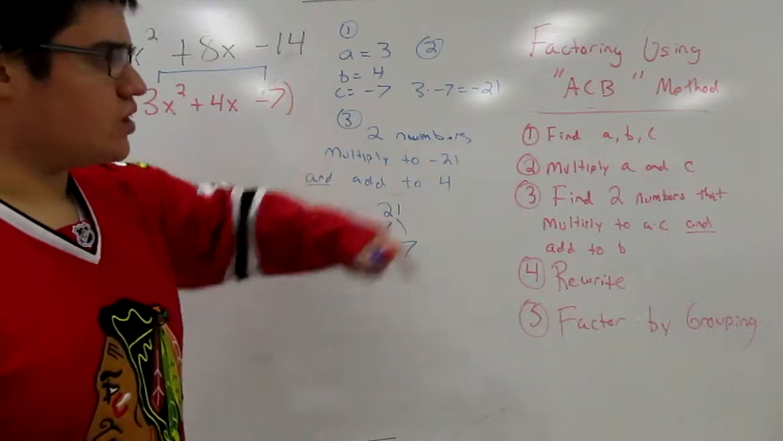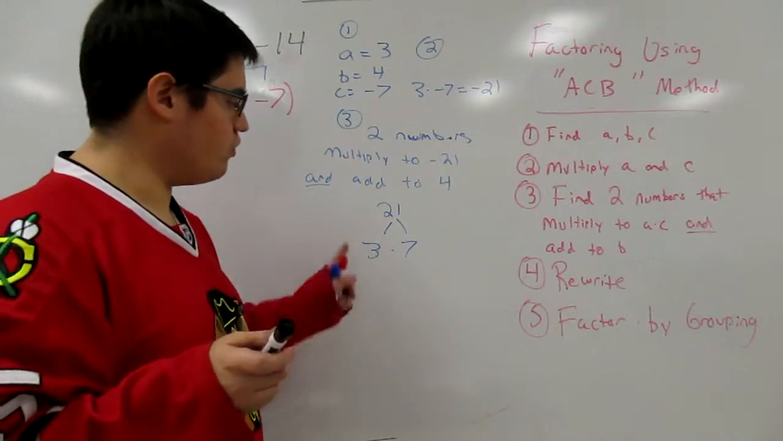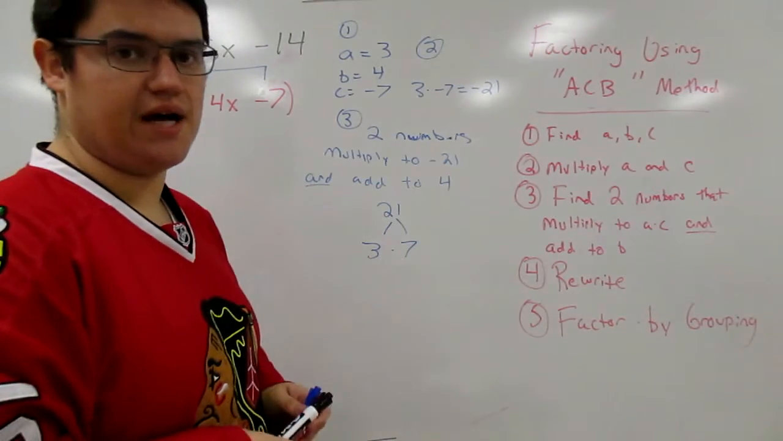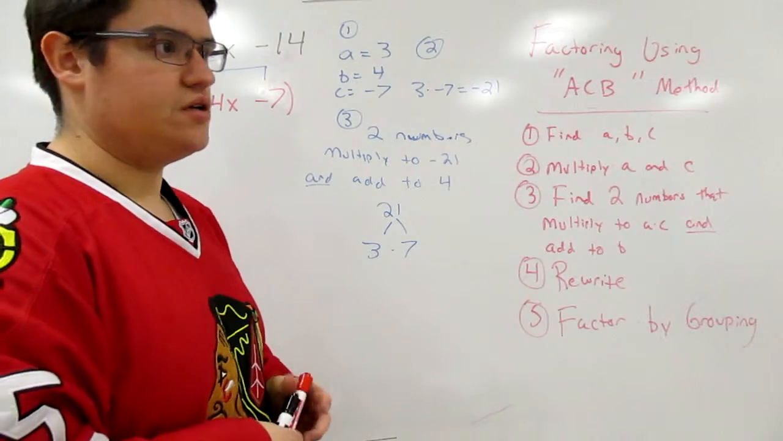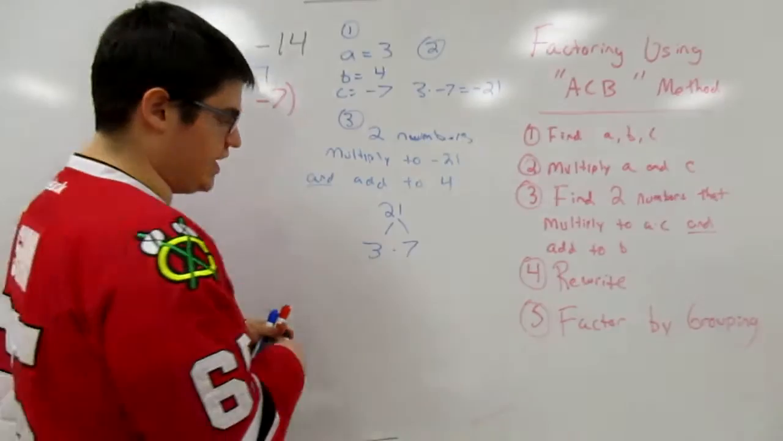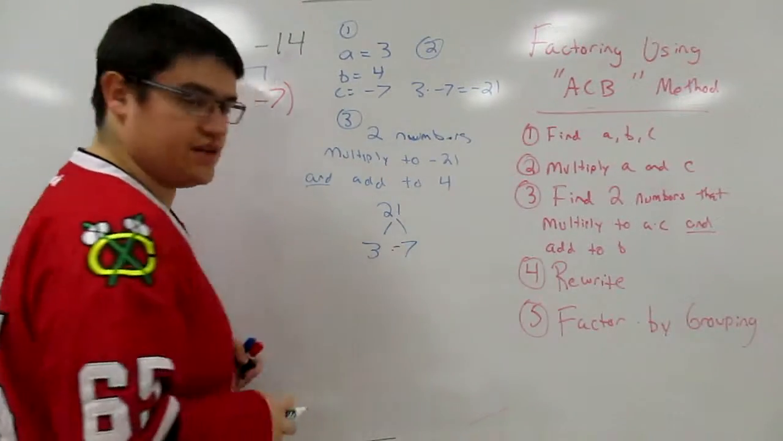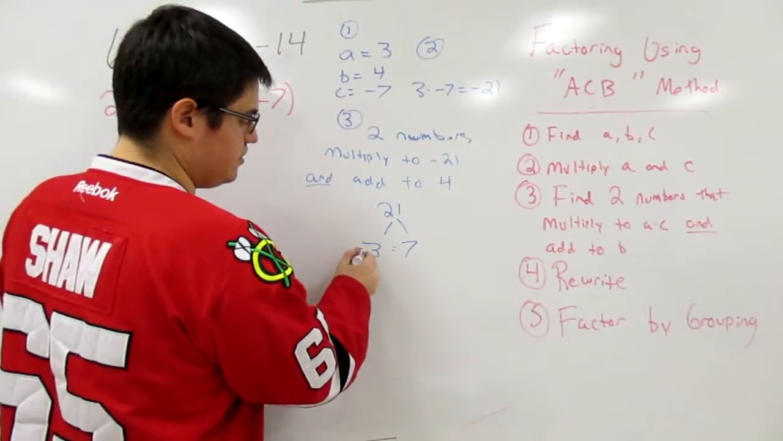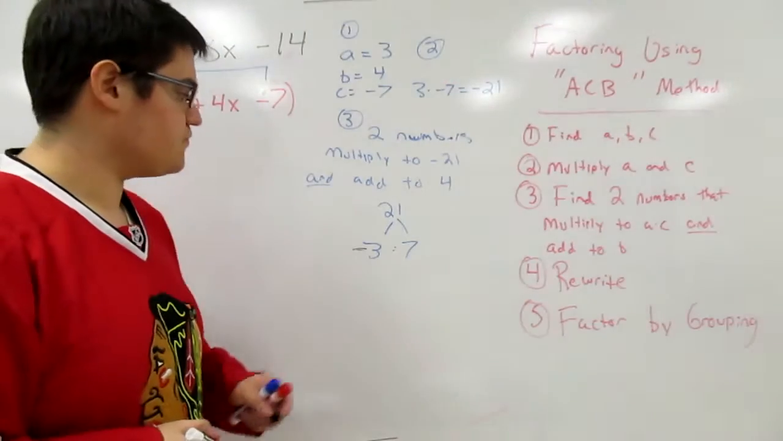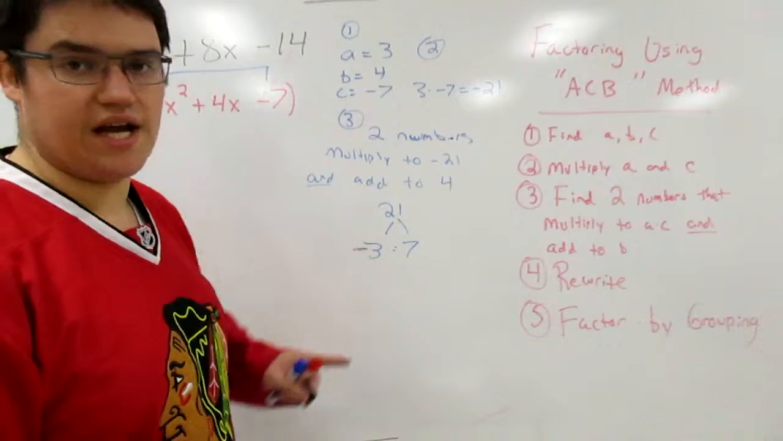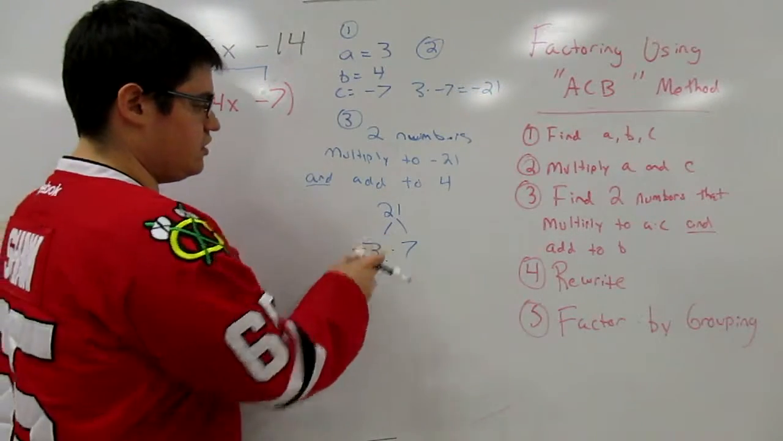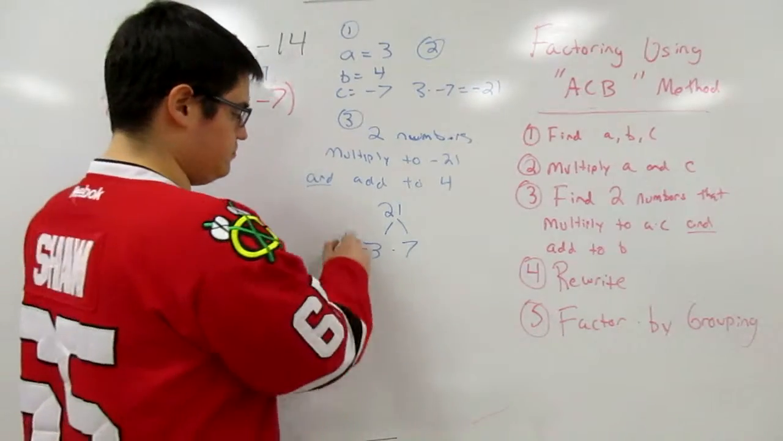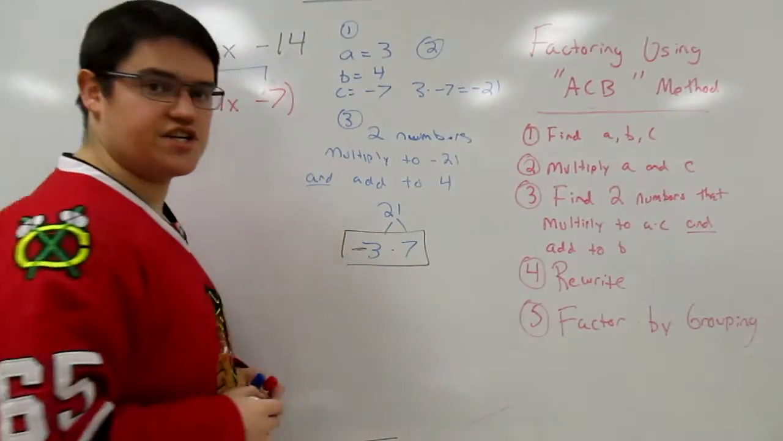Okay, so I need it to be a negative 21, so I know one of these has to be negative. But when I add them together, it has to be a positive 4. Well, if 7 were negative, adding them together would give me a negative 4. So that means that 3 has to be negative. So negative 3 times 7 is a negative 21. And then negative 3 plus 7 is a positive 4. Bang! That's that magic set of numbers you found.